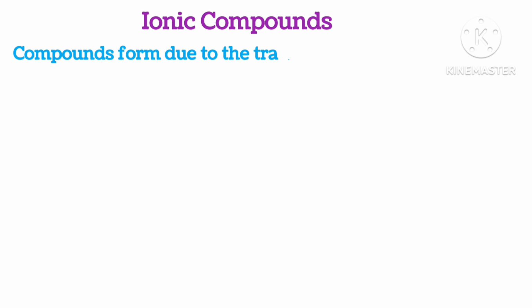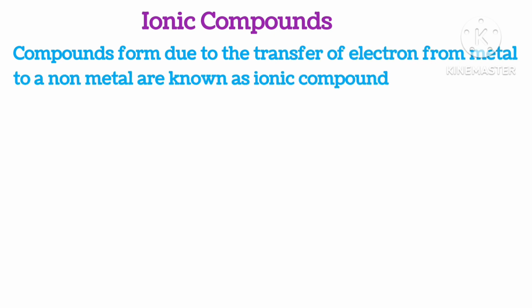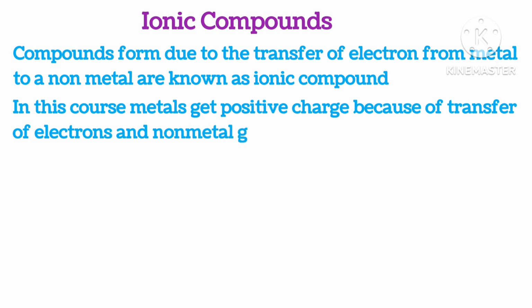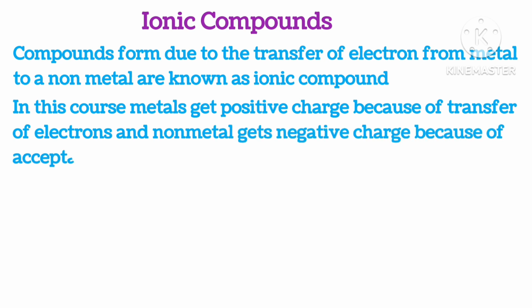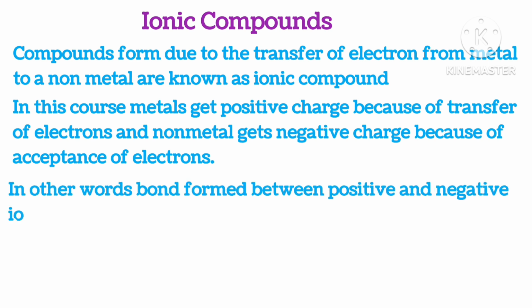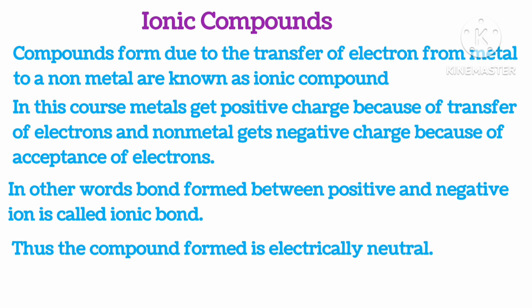Ionic compounds. Compounds formed due to the transfer of electrons from a metal to a non-metal are known as ionic compounds. In this process, metal gets positively charged because of the transfer of electrons and non-metals get negatively charged because of acceptance of electrons. In other words, the bond formed between positive and negative ions is called an ionic bond. Thus, the compound formed is electrically neutral.